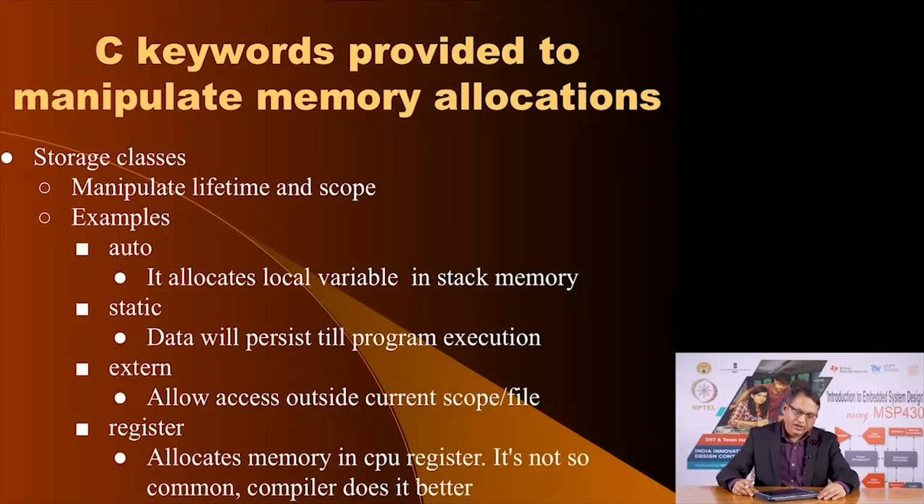Apart from that, the C keywords that are required to manipulate memory locations are auto, in which the variable is allocated in the stack memory, or you could have static, in which the information will remain in a memory location. You can use an external definition in which you want to access certain memory locations which are outside the scope of the current program, or you could use internal registers for storing information.